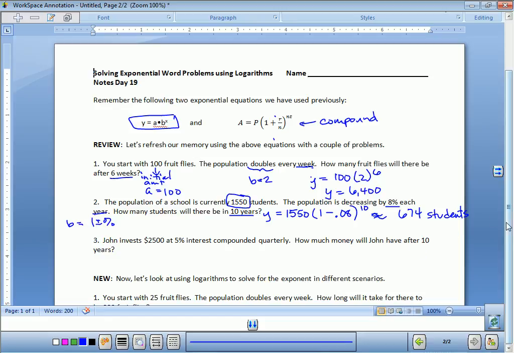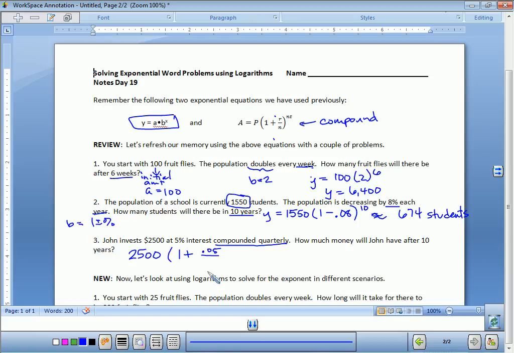Alright, number 3. John invests $2,500 at 5% interest, compounded quarterly. Okay, so we see the magic compounded word. And when we see compound, we're going to use compound interest. Okay, so his initial investment was at $2,500. The rate, which is R in our formula, is 0.05.